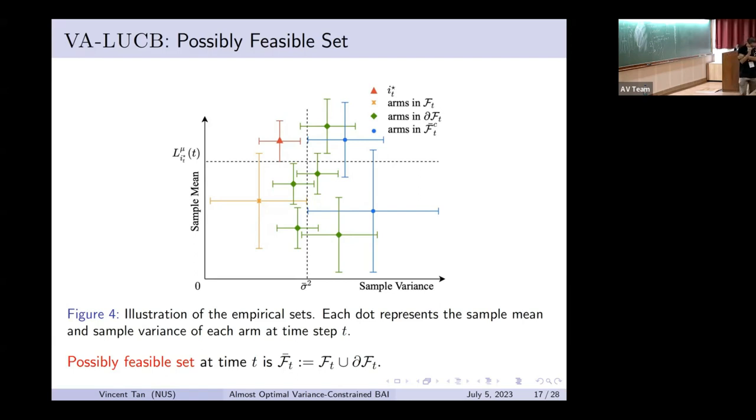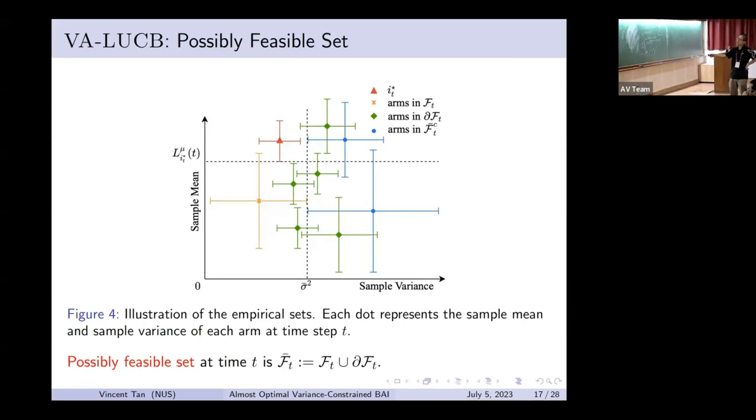So I'm going to describe now our algorithm, which is called VALUCB. VA stands for variance aware, as I mentioned. LUCB stands for lower upper confidence bound. So our algorithm is a lower upper confidence bound based algorithm. What we will do is the following: we will partition the arms based on confidence intervals.